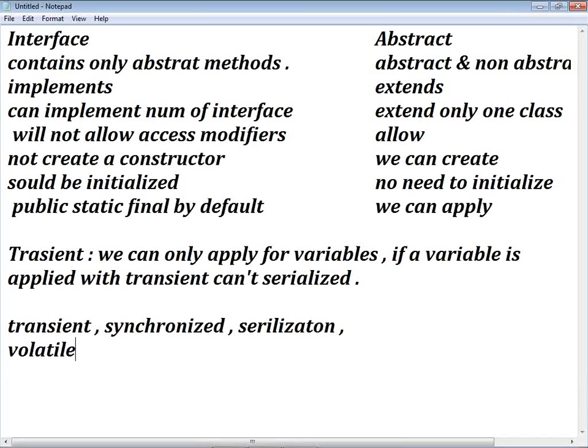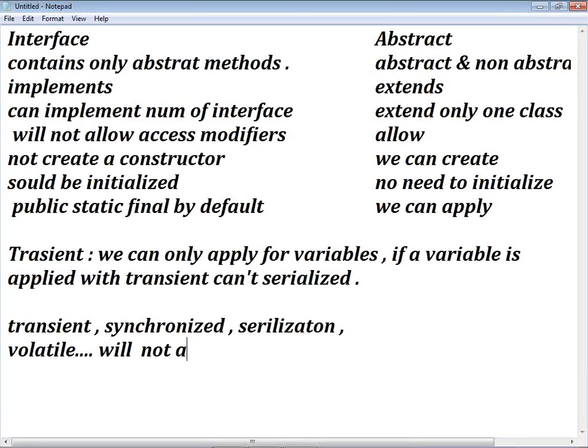Volatile means that if you are frequently modifying a particular variable, we declare it with the volatile modifier. But if you apply the final modifier, can you modify the value? No, you cannot modify the value. So this volatile modifier also we cannot apply for an interface. So transient, synchronized, serialization, volatile.